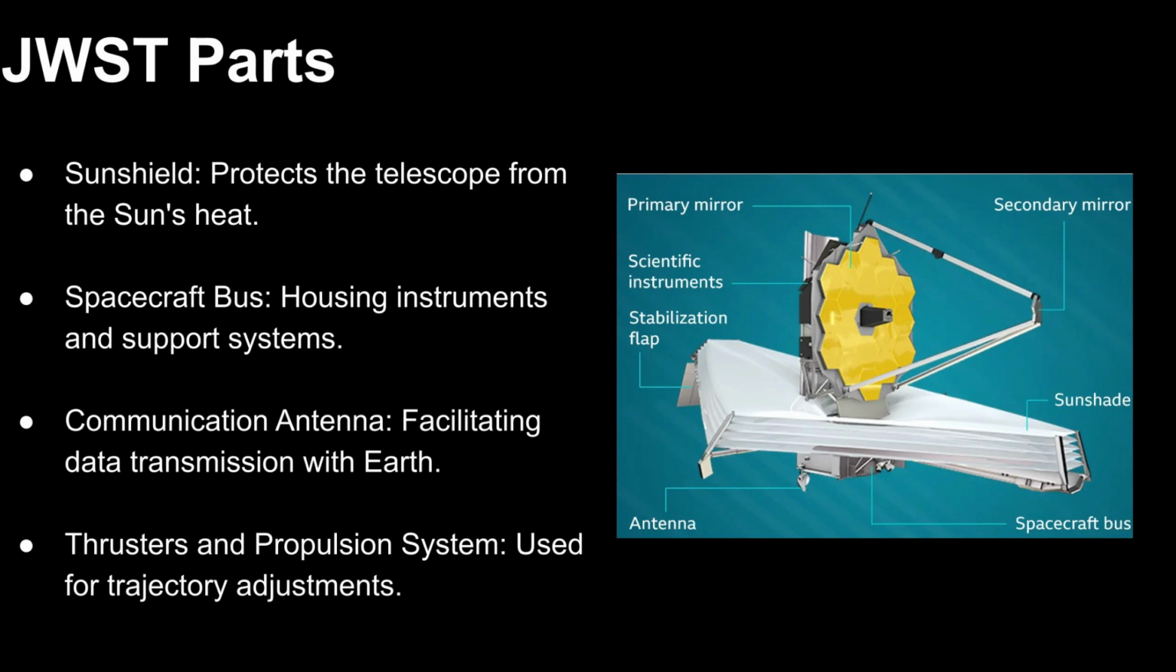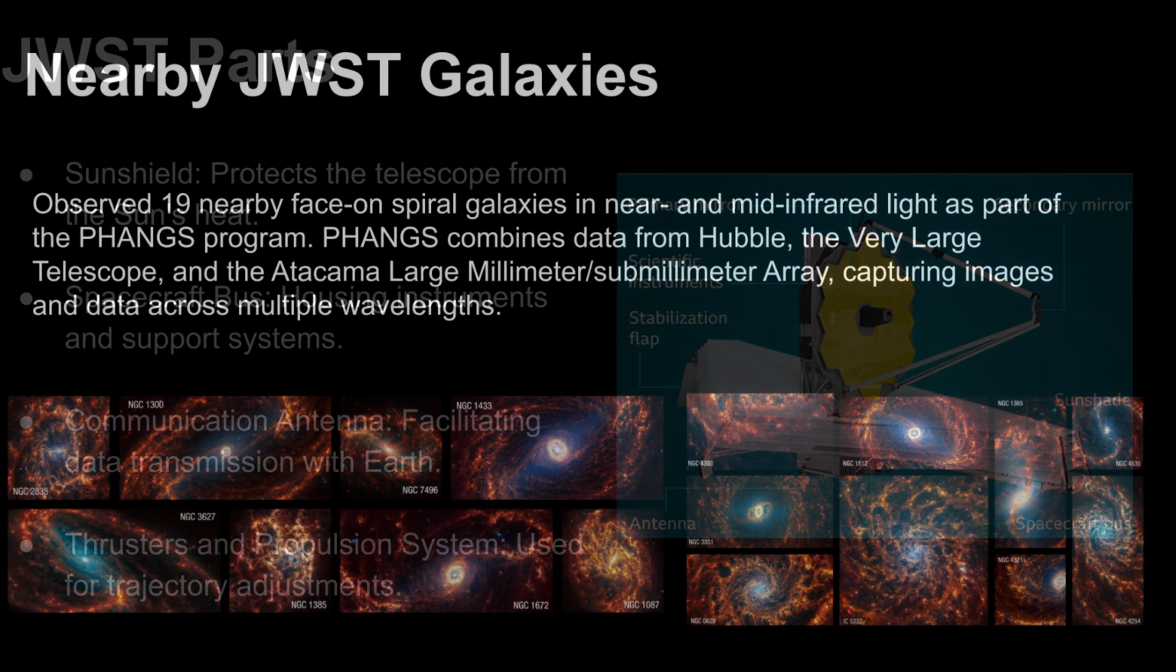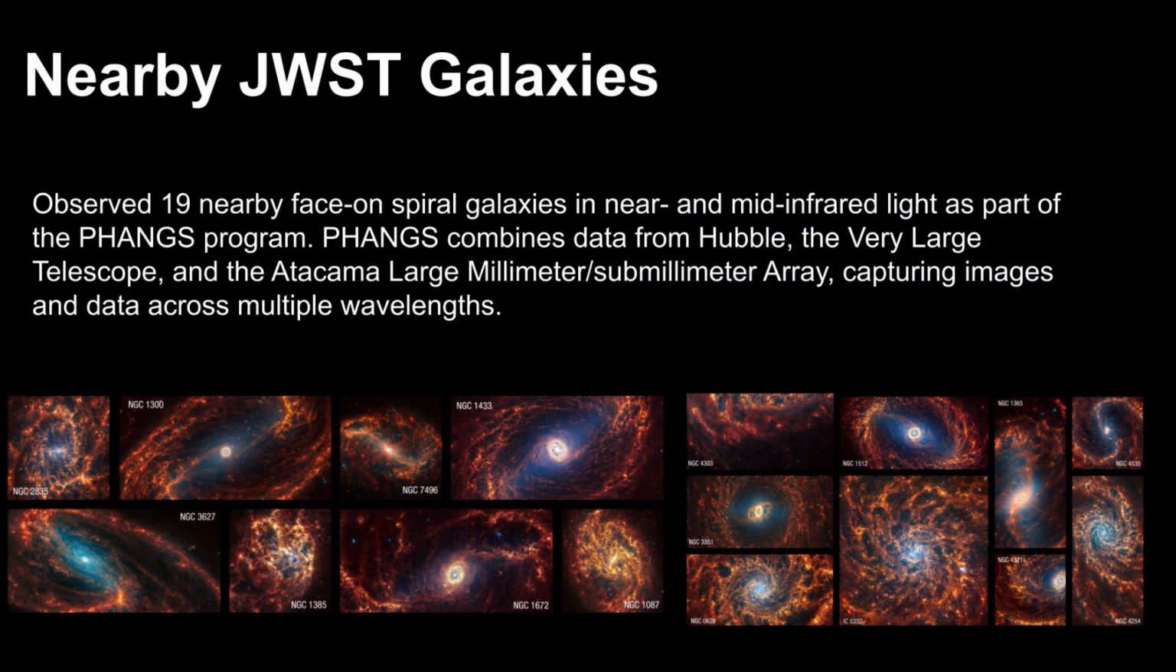The James Webb Telescope is also equipped with 4 main specific instruments: the near-infrared camera, NIRCam, the near-infrared spectrograph, NIRSpec, the mid-infrared instrument, MIRI, and the fine guidance sensor / near-infrared imager and slitless spectrograph, FGS / NIRISS.